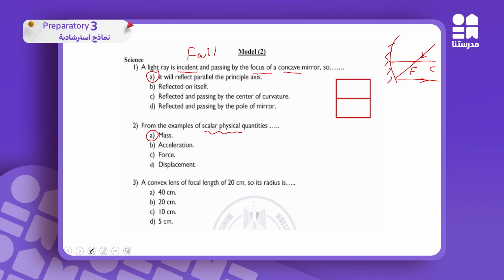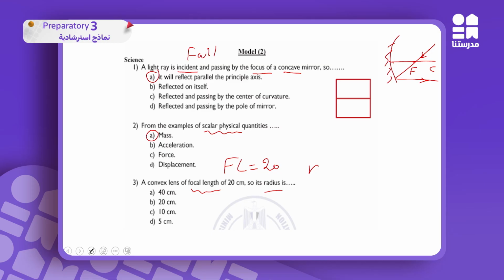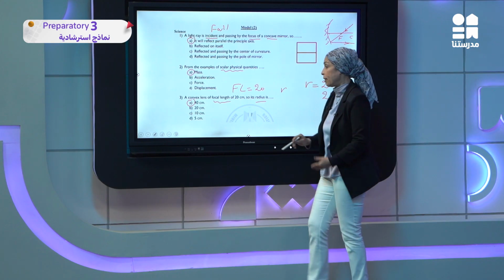A convex lens, its focal length is 20 centimeters. So I have here the focal length equals 20. So its radius is what? This is the opposite of the previous one. Here we have the rule, which is opposite to it, that the radius equals 2 times the focal length. So here I have the focal length times 2, so 2 times 20, so the answer is 40 centimeters. Then I'm going to choose that the radius here is double the focal length, 40 centimeters.